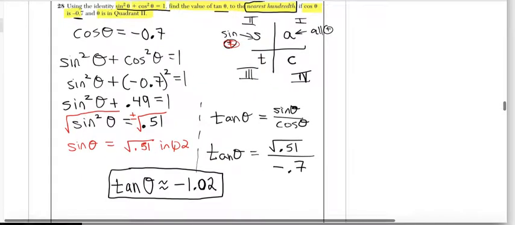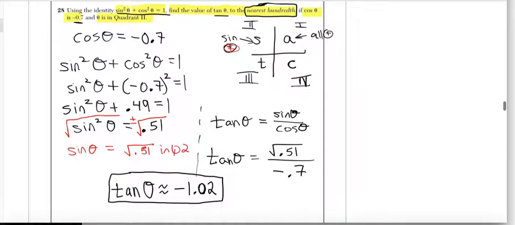All right. So guys, here's number 28. Let's make sure we answered everything. Using the identity sine square plus cosine square is 1, we did. Find the value of tangent theta to the nearest hundredth. We got it right here. If cosine theta is negative 0.7 and theta is in quadrant 2, meaning tan should be negative. Got it.